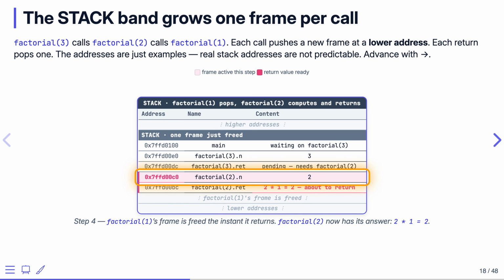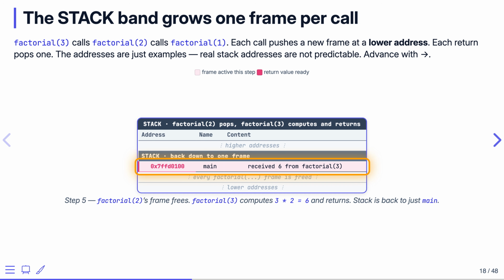Now the frames return from the bottom up. The frame for factorial of 1 is freed the moment it returns. The frame for factorial of 2 is on top now. Factorial of 2 can finish. It computes 2 times 1, which is 2. It is about to return that answer up the stack.